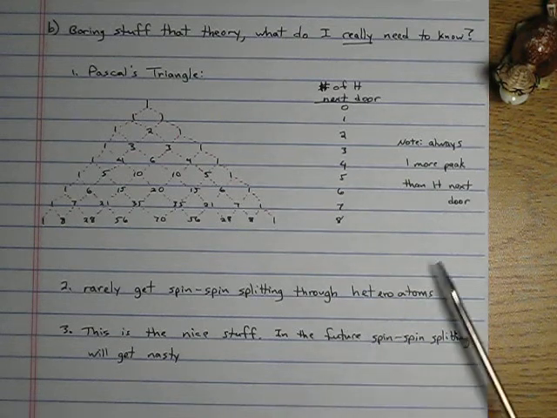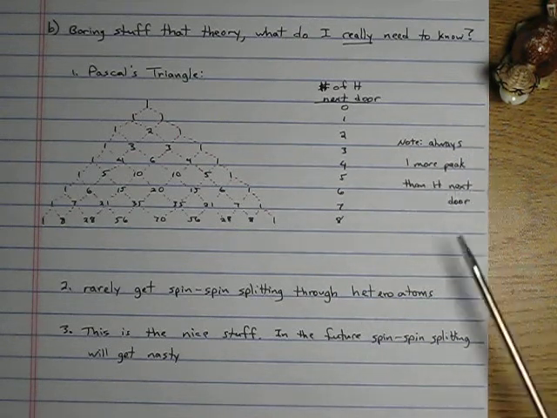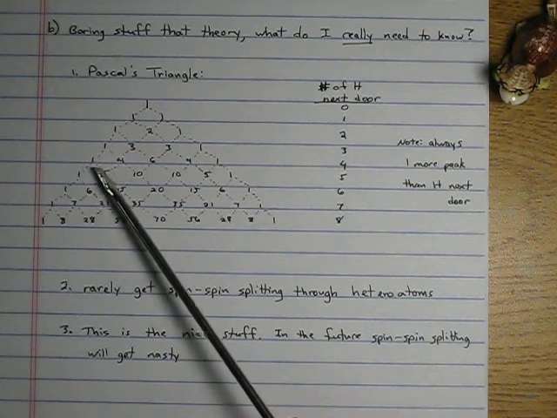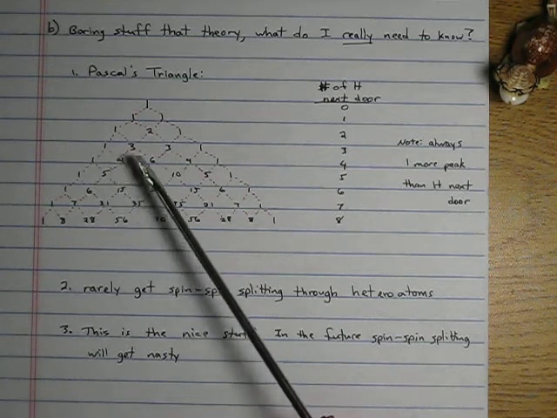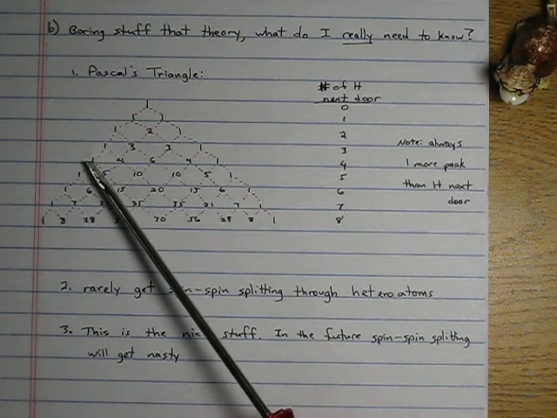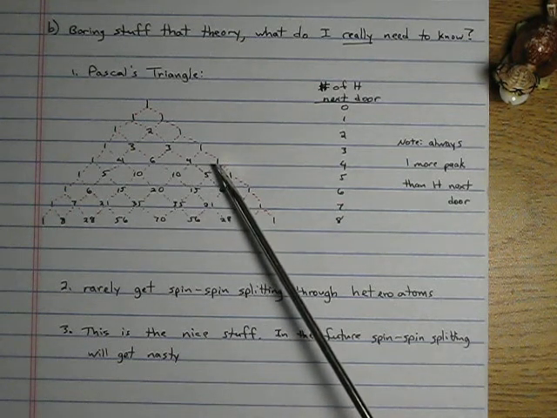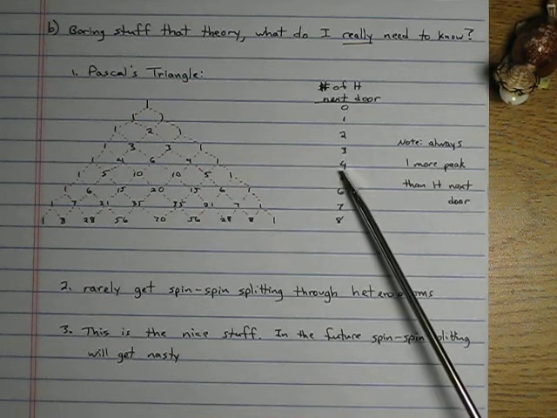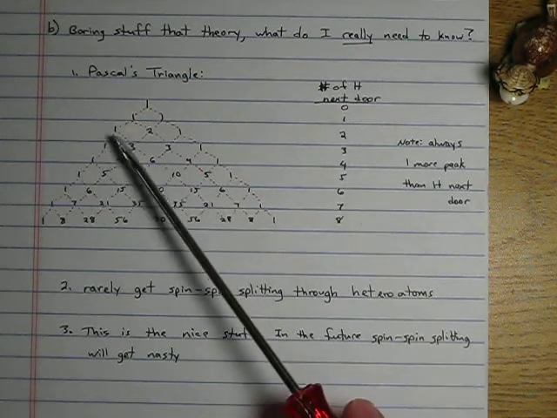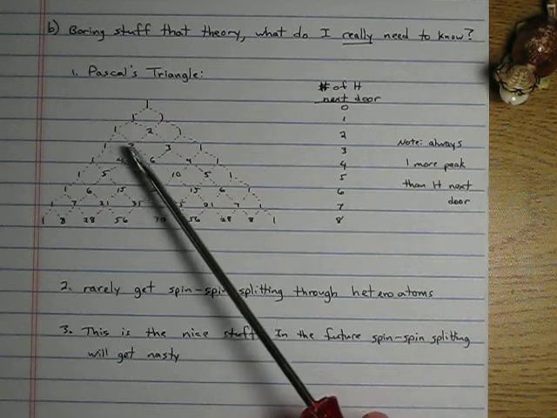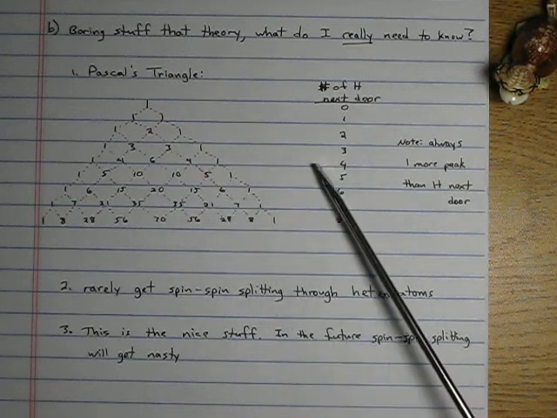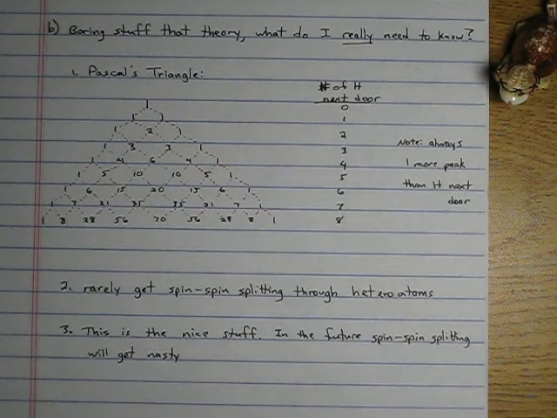Note, there's always one more peak than number of hydrogens next door. For example, let's look at this line here. 1 to 4 to 6 to 4 to 1. That's 1, 2, 3, 4, 5. 5 peaks tells us 4 hydrogens next door. 1 to 3 to 3 to 1, 1, 2, 3, 4 peaks told us 3 hydrogens next door.